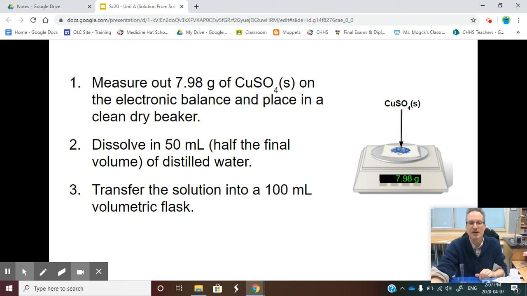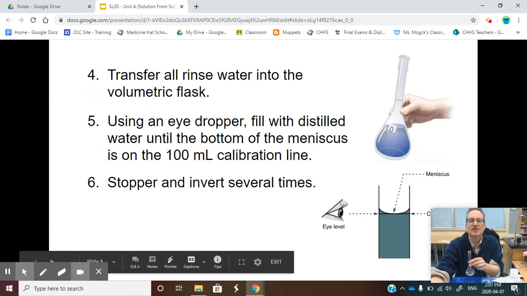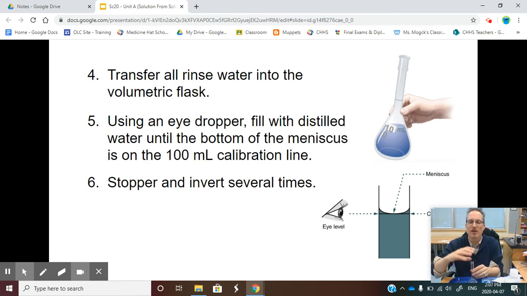Next, we're going to transfer my solution, and we transferred it into the 100 milliliter volumetric flask. After that, we rinsed out and transferred all of our rinse water, including the water from our stirring rod and the water from the beaker, and we poured it all in here.